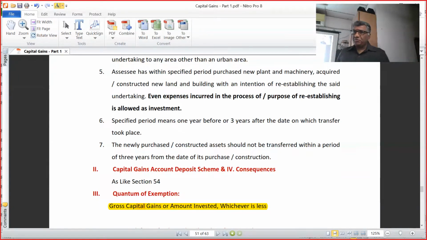Yeah. Is shifting also allowed as expenses related? No, Raja, it is investment. You are shifting an industrial undertaking, so it is an investment.